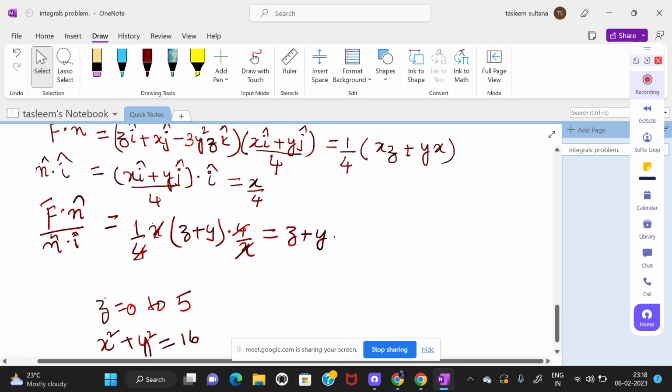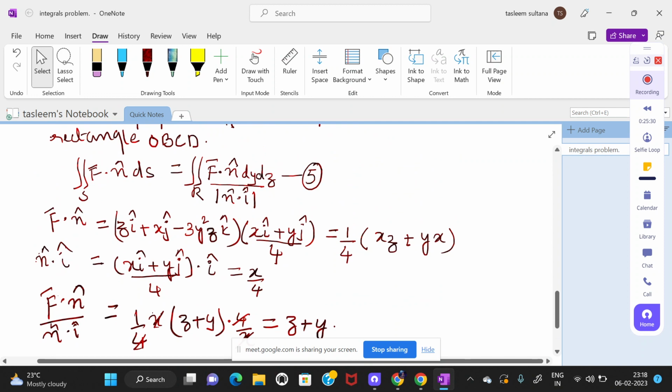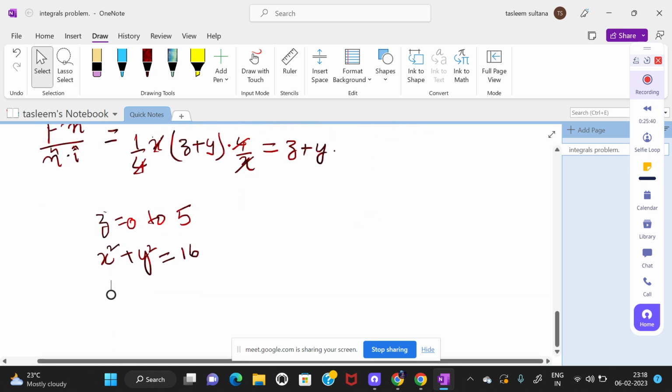Just we have solved that numerator by denominator. This is not yet completely over. The fifth equation we have not solved. Only that numerator by denominator part we have finished. Now first we are finding the limits. It is already given in the question that z is going to be 0 to 5, and they have given the surface x square plus y square equals 16.